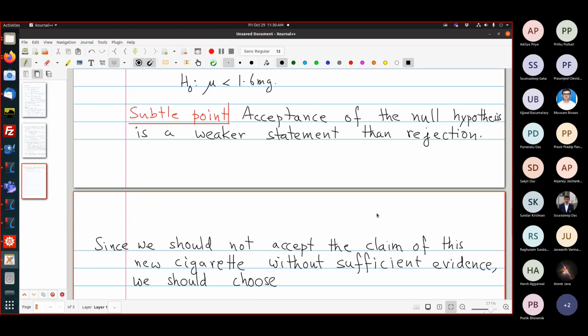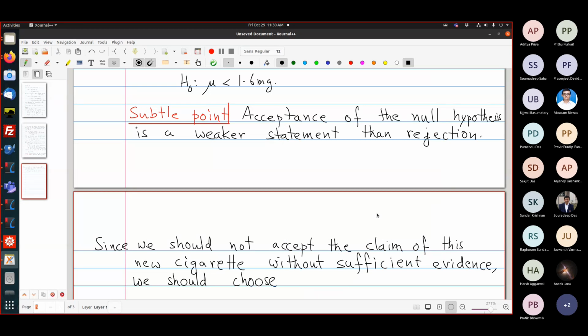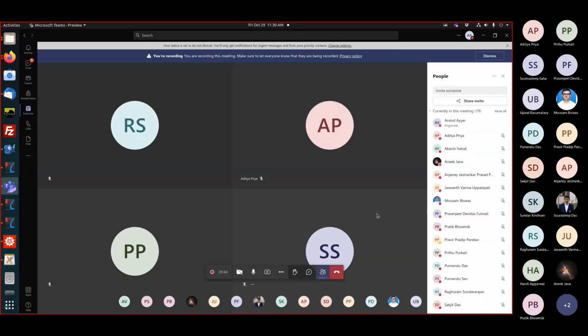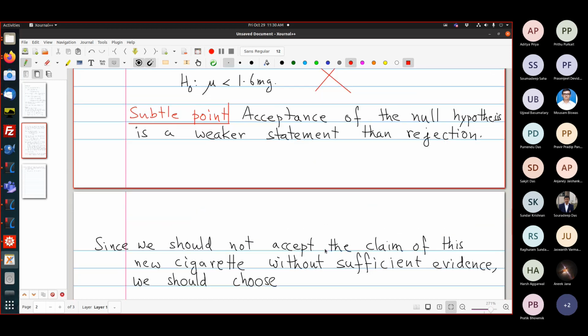In other words, you have heard this phrase that extraordinary claims require extraordinary evidence, right? So if someone is claiming that their cigarettes are really healthier, the government, or whatever regulatory authority, should not just accept it with minimal evidence. They should put more emphasis on the fact that the counter could be true. Okay.